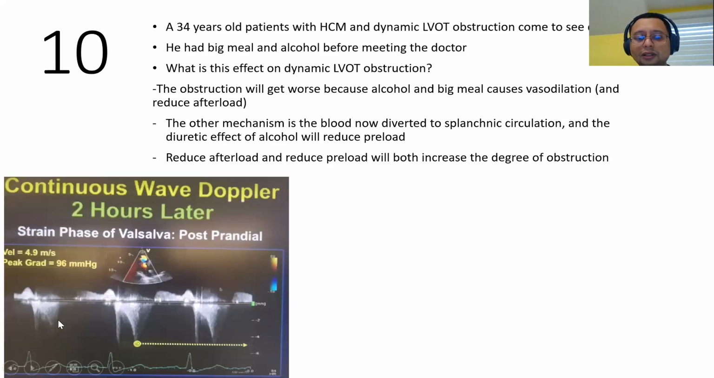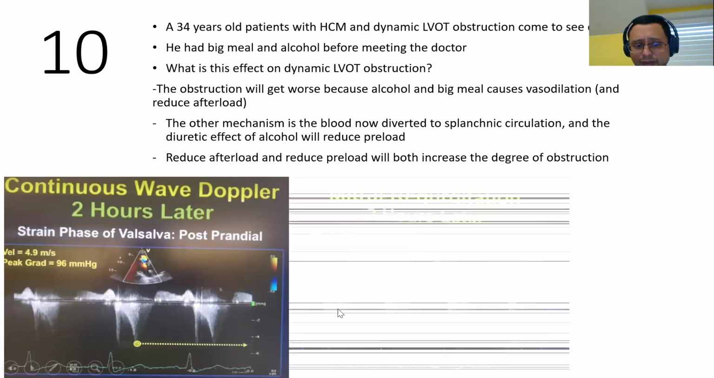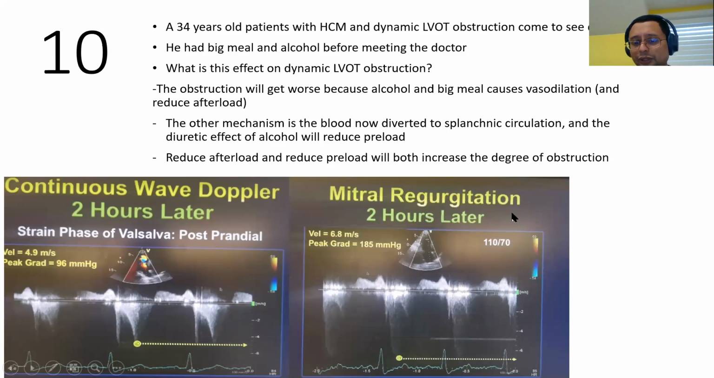Okay, so this is an example of someone with dynamic LVOT obstruction. What we do is use the mitral regurgitation as our marker to check whether our LVOT obstruction calculation is correct or not. Let's say you have a patient with HOCM.